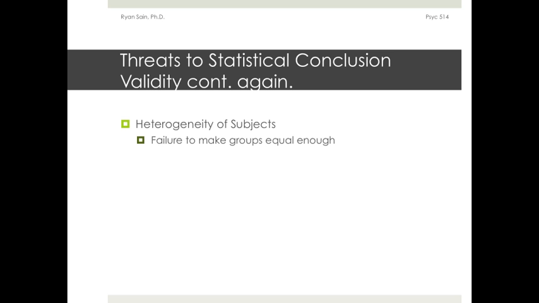All right, more threats. Heterogeneity of subjects. Okay? In other words, are your two groups functionally equal? Are they the way they're supposed to be, right? So your groups are supposed to be equal, and that's supposed to be dealt with through random assignment, right? But sometimes it ends up not being the case.